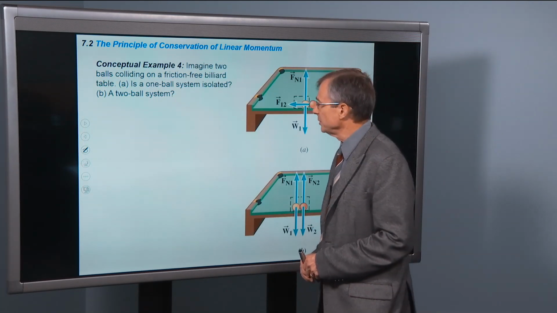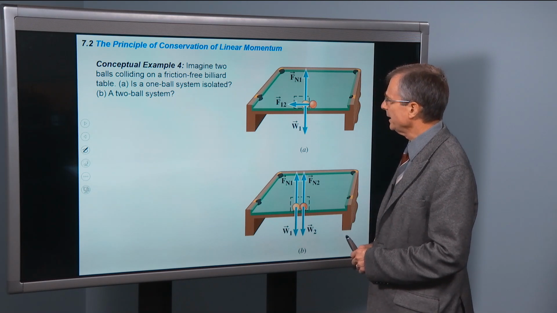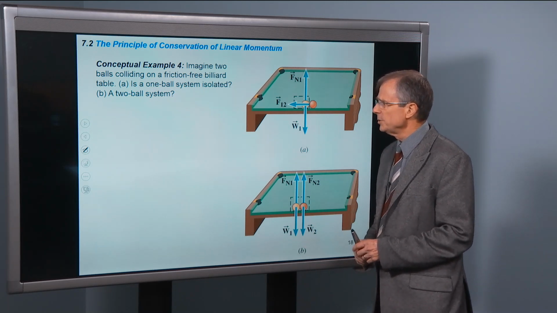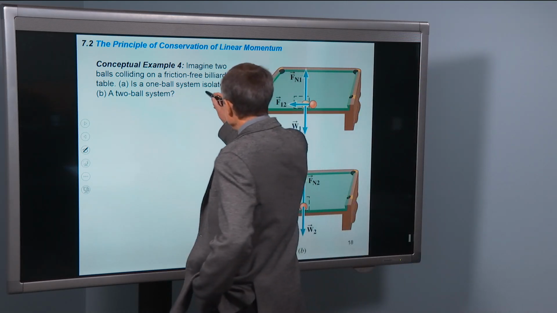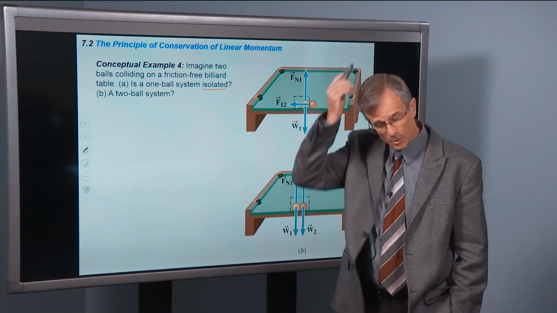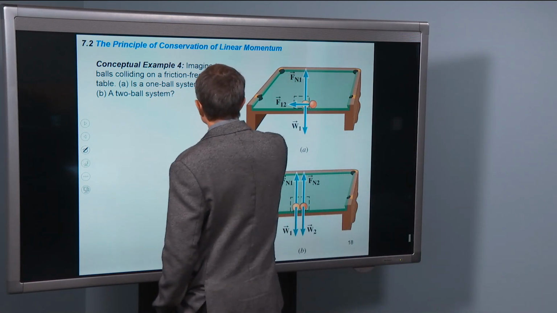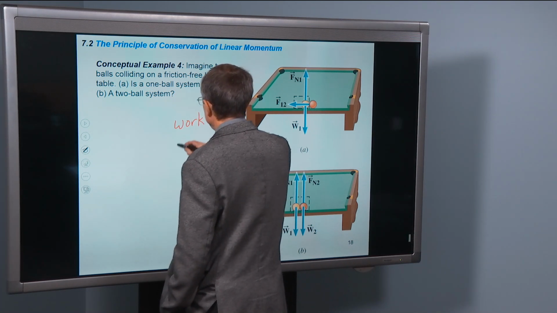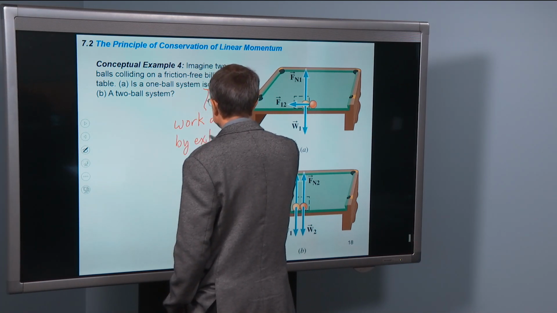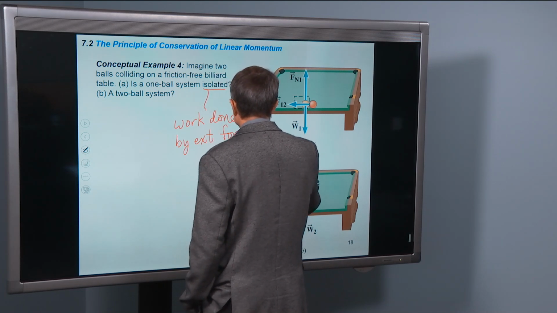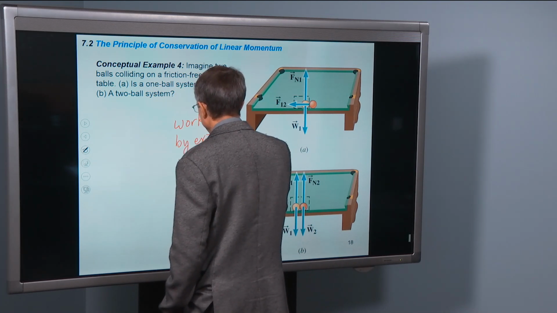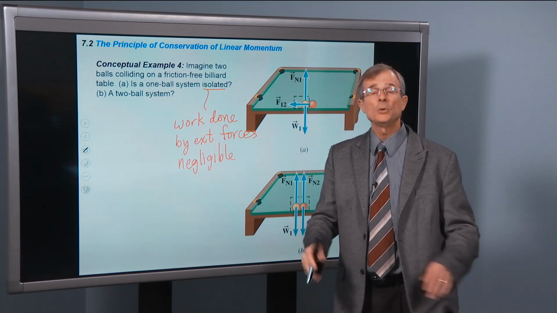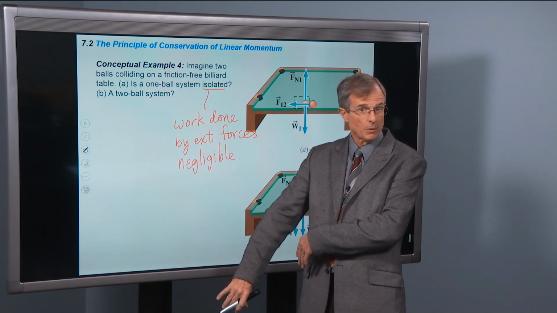All right, conceptual example. Imagine two balls colliding on a friction-free billiard table. Is a one-ball system isolated or a two-ball system isolated? And what we mean by isolated, remember a couple of slides ago we talked about this, is that the work done by external forces is negligible. You might say, well, what do you mean by negligible? I mean, you can neglect it. You can assume it's zero. Okay?